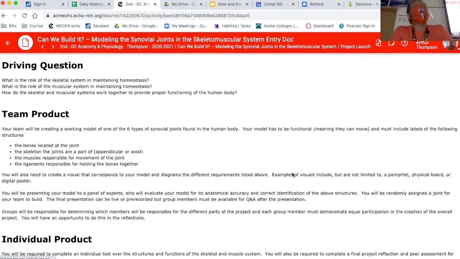Now, the panel we're presenting to most likely will be virtual, because I don't think they're going to let us bring people on campus. Which gives us some flexibility, because now if one of your group members at home has materials, expertise, or whatever to build the model, they can do that at home and we can still present it, okay?